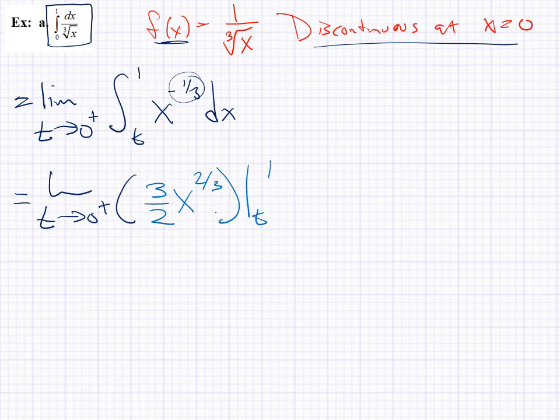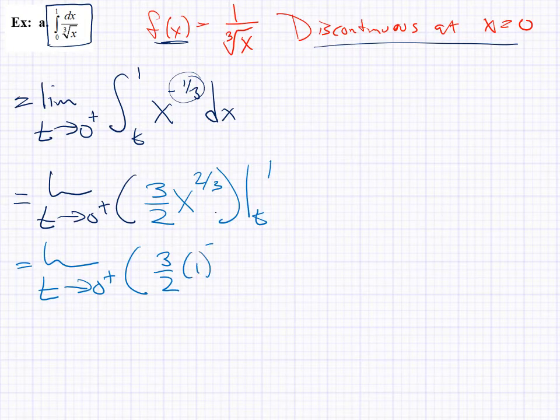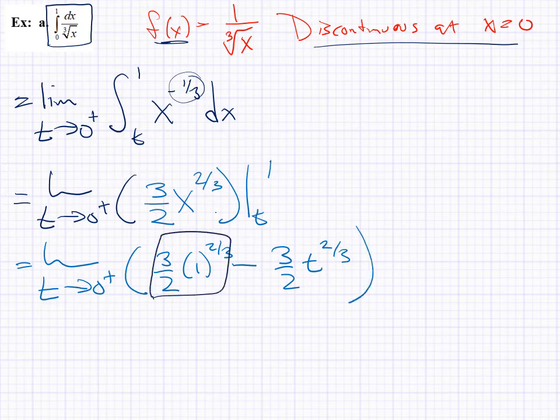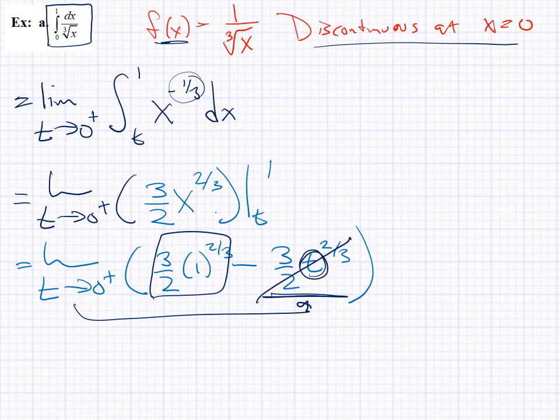Between t and 1. So then I have the limit as t goes to 0 from the right of plug 1 in. I'm going to get 3/2 times 1 to the 2/3 minus 3/2 times t to the 2/3. This is just a constant. This has got t in it. t is going to 0 from the right. Well, whether it's going to 0 from the right or from the left doesn't really matter necessarily, because this is going to go to 0, which makes this whole thing 0. So we end up with 3/2 as our answer.